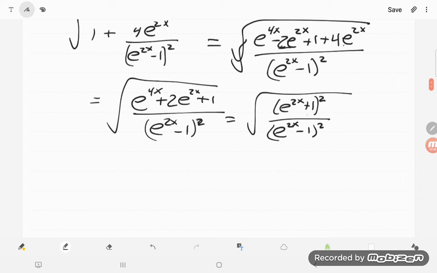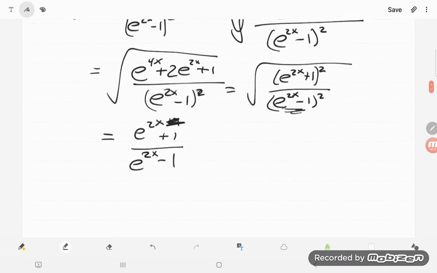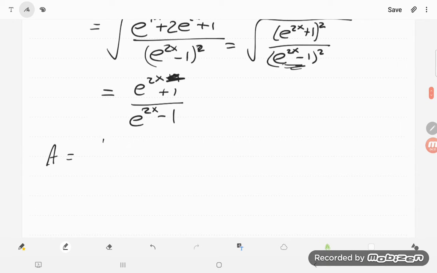Now, I'd like to just take the square root, but we have to be careful. Both of these numbers are positive as long as x, in the bottom, the only one we have to worry about. As long as x is bigger than 0, we're good, and x started at log 2, so this thing on the bottom is never negative, so we can just take that square root, and that whole thing becomes (e to the 2x plus 1) over (e to the 2x minus 1). So our arc length A is the integral from log 2 to log 3 of (e to the 2x plus 1) over (e to the 2x minus 1) dx.